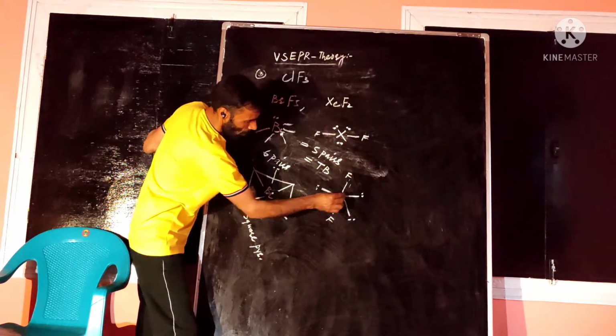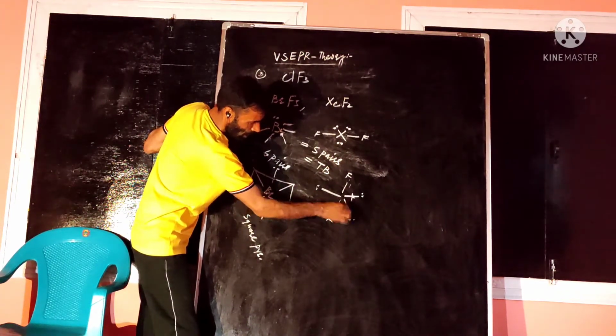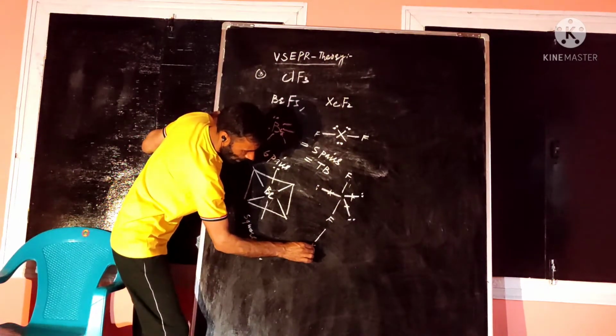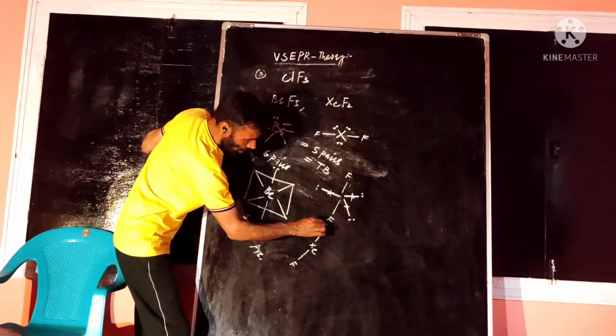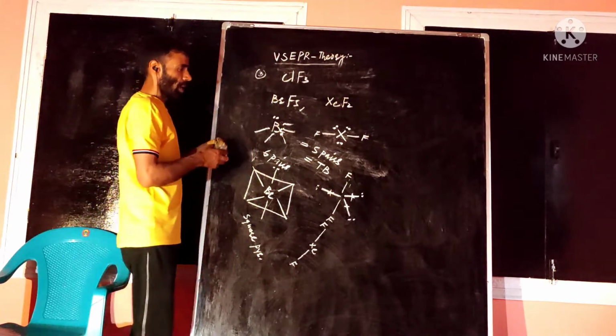These bond pairs are with fluorine. After that, we will discard the shapes of the lone pairs. This one discarded, this one, this one. Overall, the shape of this molecule, XeF2, is linear. So this molecule is linear in shape.